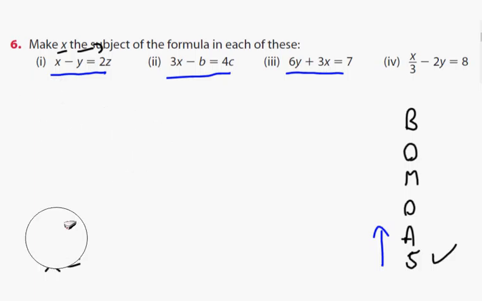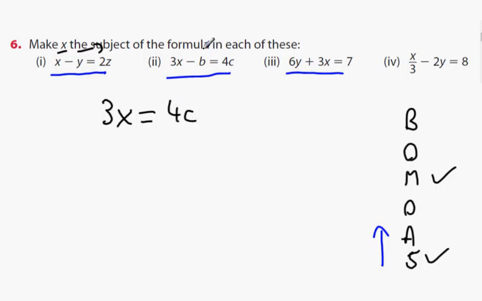What about the next one? What's happening to x this time? It's been multiplied by 3. So multiplication's happening. And then what happens after it's multiplied? Subtraction. Which one do we get rid of first? Subtraction. 3x equals 4c. What happens to the b? Now what happens to the 3? If it's multiplied by 3 on the left, it's divided by 3 on the right. There's your second answer. You happy enough with that?